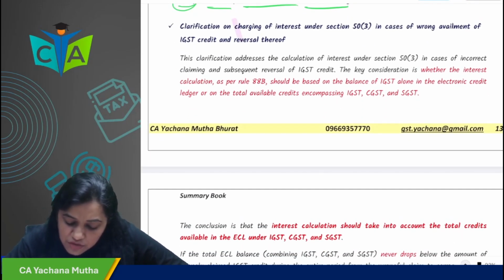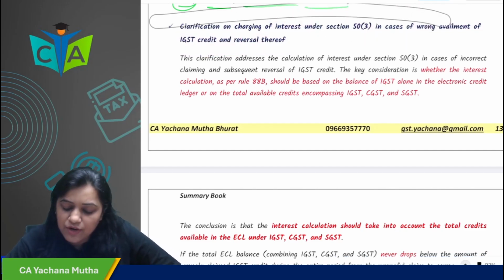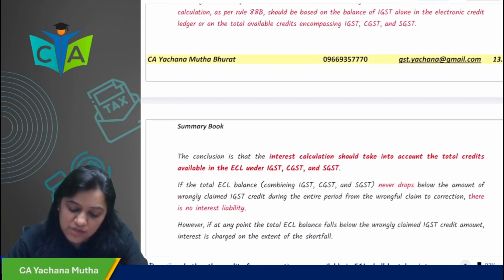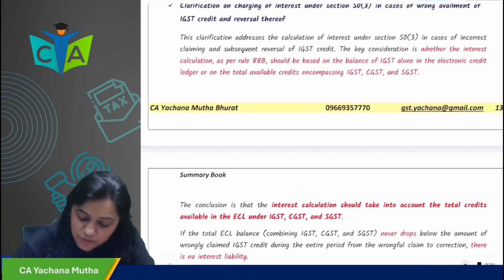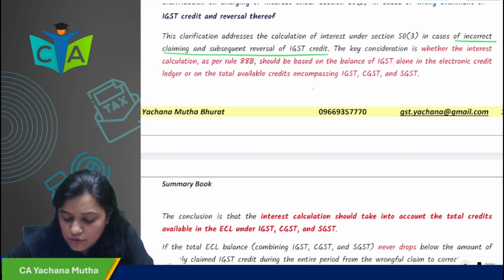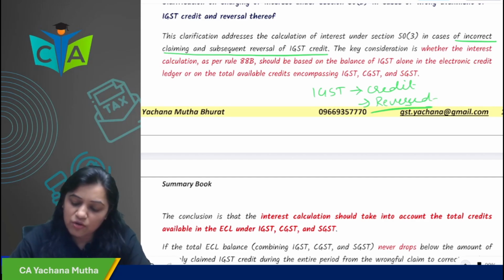Next, clarification on charging of interest under section 53 in case of wrong availment of IGST and reversal thereof. You have wrongly availed the ITC and after that you have reversed that also. So what is the clarification? The clarification addresses the calculation of interest in case of incorrect claiming and subsequent reversal of ITC. You have taken the IGST and then you have reversed it.